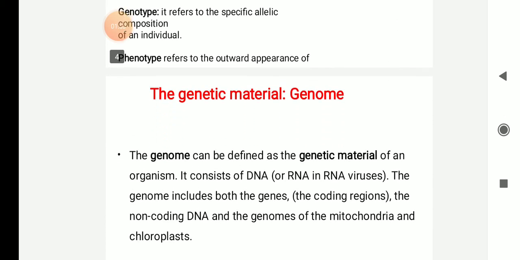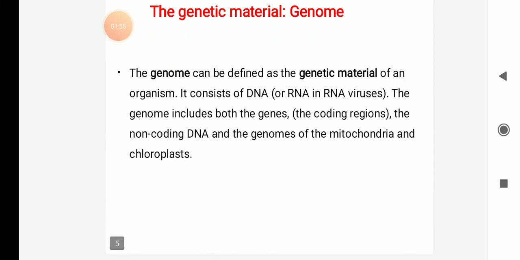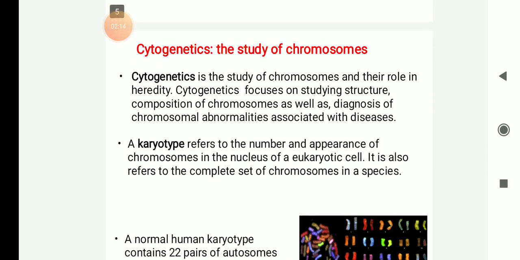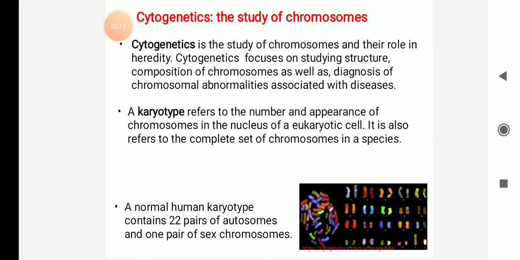Okay, so genetic material, or genome. A genome can be defined as the genetic material of an organism. It consists of DNA, or RNA in the case of viruses. The genome includes both genes, that is coding DNA, and non-coding DNA, and the genomes of the mitochondria and chloroplasts. So cytogenetics is the study of chromosomes and their role in heredity. Cytogenetics focuses on studying the structure and composition of chromosomes as well as diagnosing chromosomal abnormalities associated with diseases.